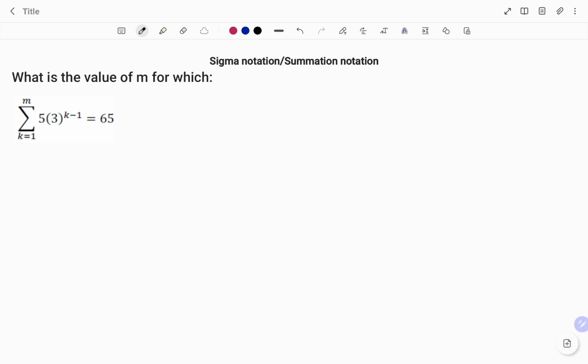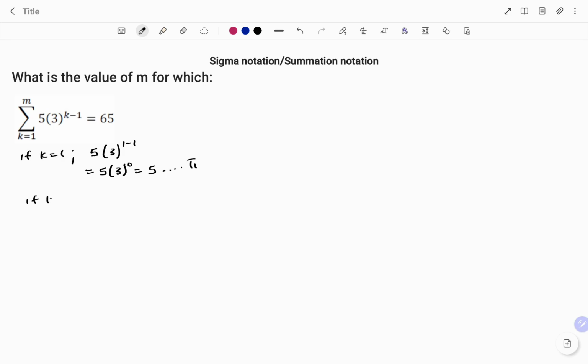Since k is starting from 1, that's the lower limit, if k equals 1, then my first term will be, I'm going to slot in k equals 1. I have 5 multiplying 3 to the power of k minus 1, so that's 1 minus 1. That will give me 5 multiplying 3 to the power of 0. Any number or variable to the power of 0 is 1, so 5 times 1 is the same as 5.